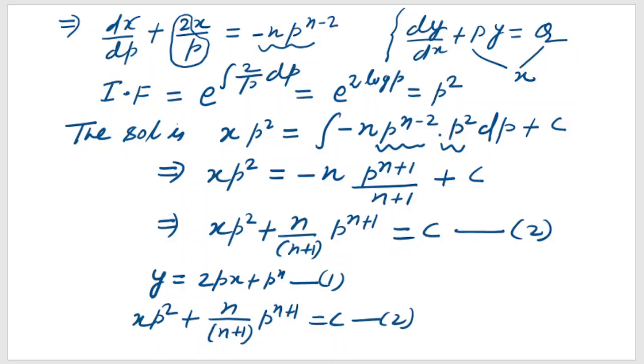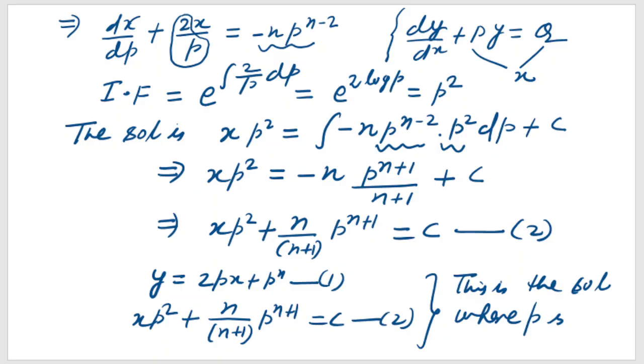Now in this case, it is not very easy to eliminate p from these two equations. Do you think it is easy to eliminate? I feel that it will be slightly complicated here to eliminate p from these two equations. So what I will do, I will just write that this is the solution, where p is the parameter. It is a parametric solution where we have written the solution in terms of p, and we have the equation in terms of x and y. Yes or no? So I hope you are getting the process.